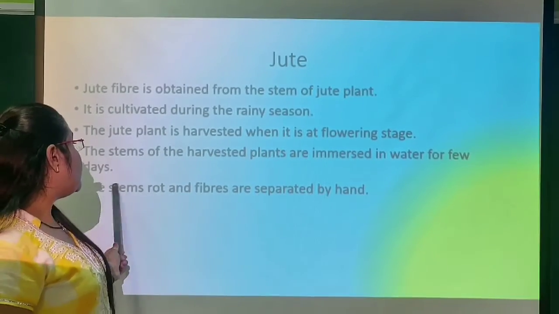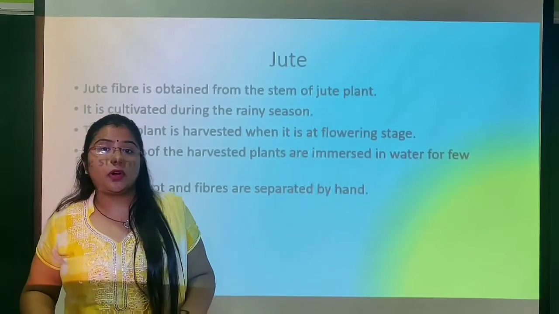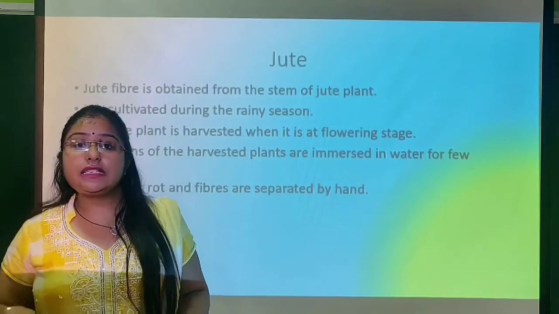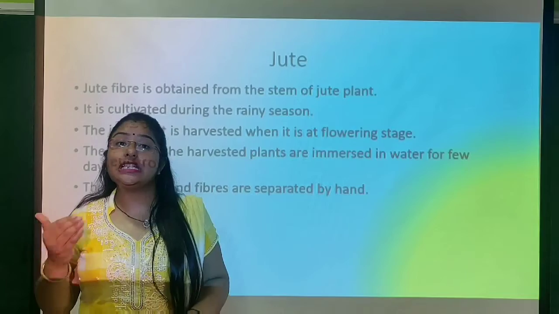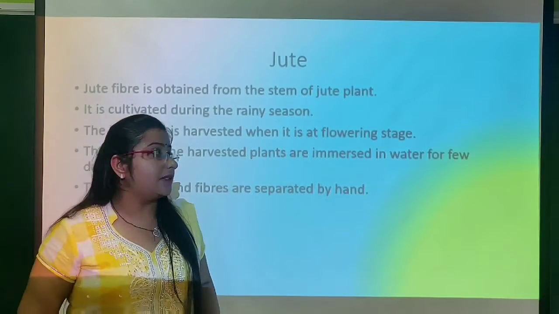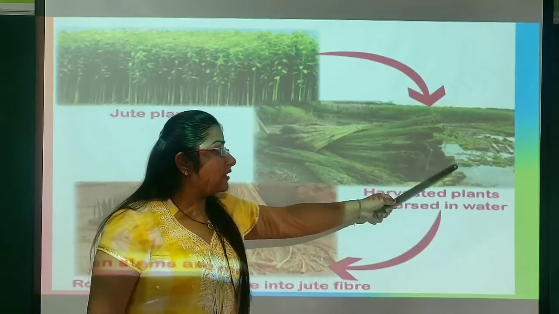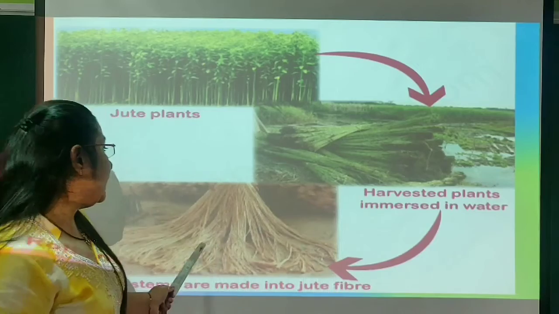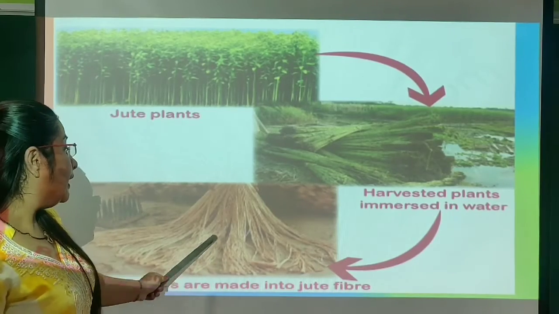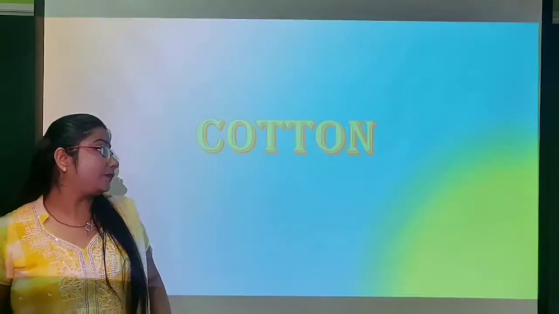Then the stems rot and the fibers are separated by hand. When you immerse the jute plant in the water, the stems are rotten. Meaning the stems become a little rotten and dry. Then we will separate them by hand. As you see in this picture, this is the jute plant. When you immerse it in the water for some days, it looks like this. And this is done by separating by hand.